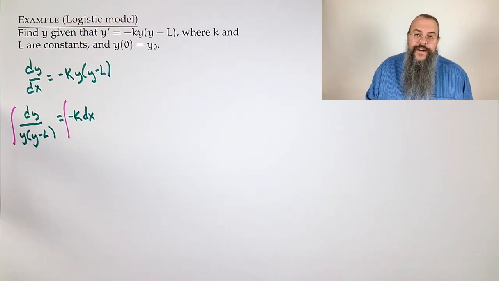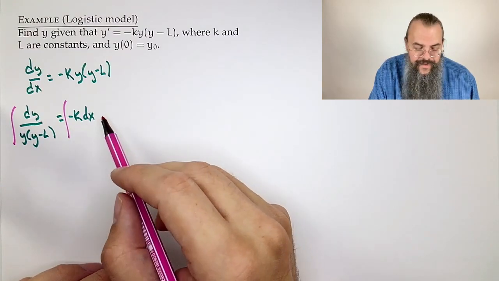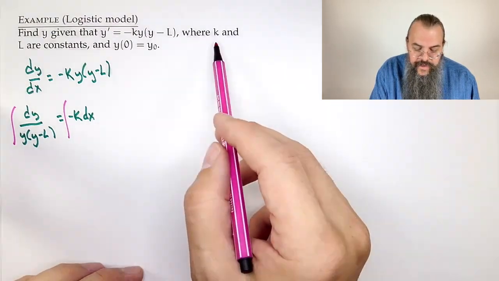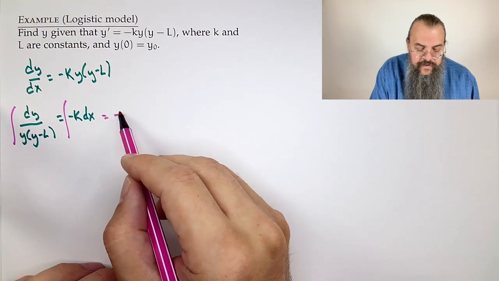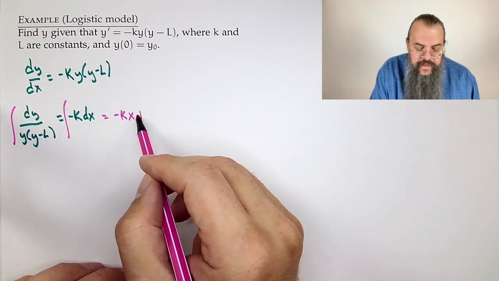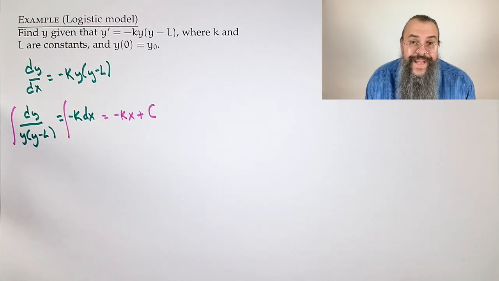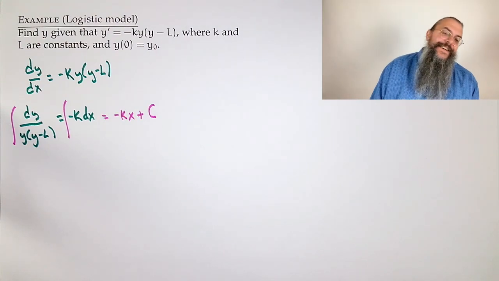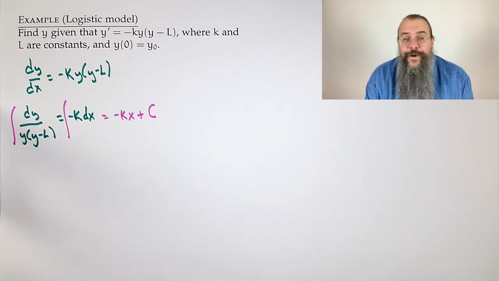All right, integrate. Well, one of these two sides is going to be really easy. The minus k dx, because k is thought of as a constant. So this is going to be minus kx, and then we'll have some additional constant, c. The hard part is this integral over here. How do you integrate dy over y times y minus l?